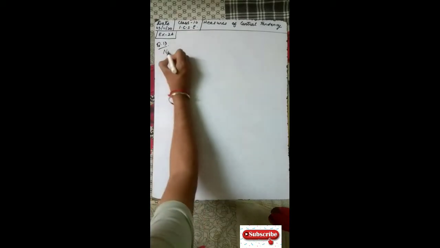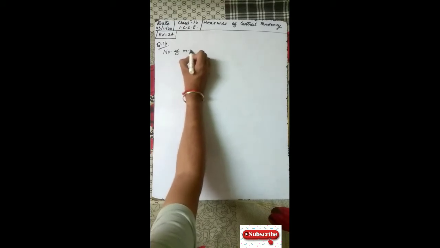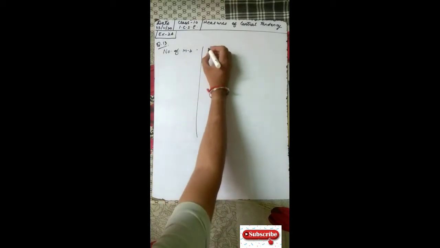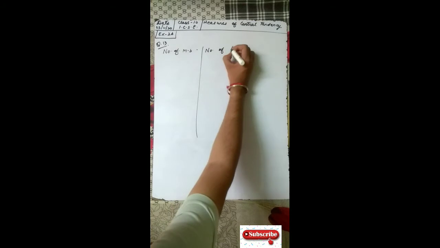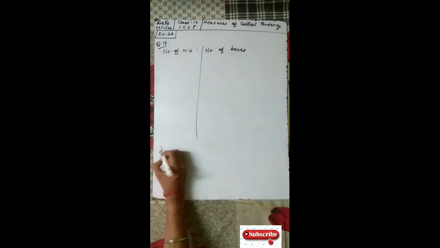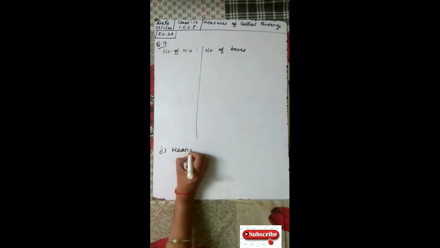The contents of 100 match boxes were checked to determine the number of matches they contained. Calculate, correct to one decimal place, the mean number of matches per box. So you are given the number of matches, and here you are given the number of boxes. Okay, and the first question was to calculate the mean.